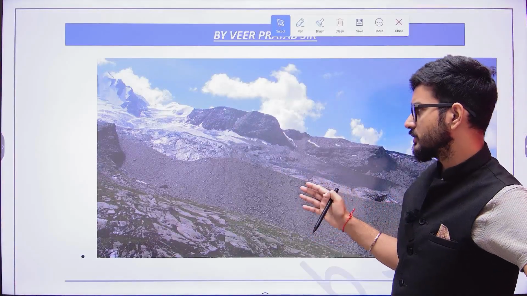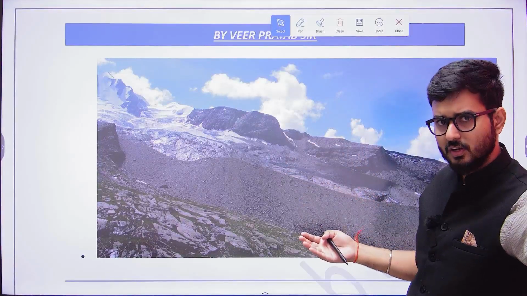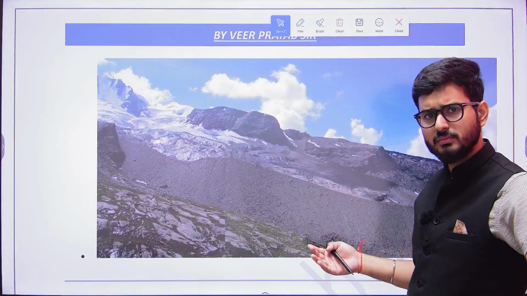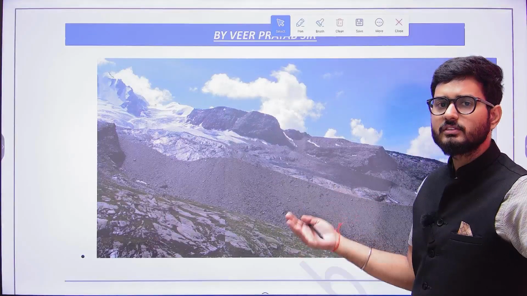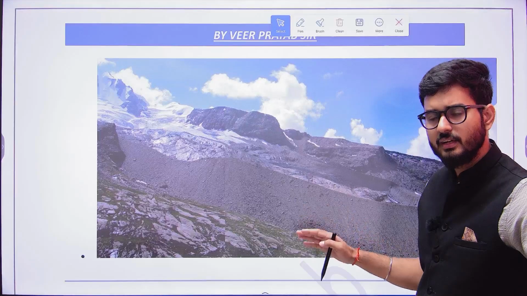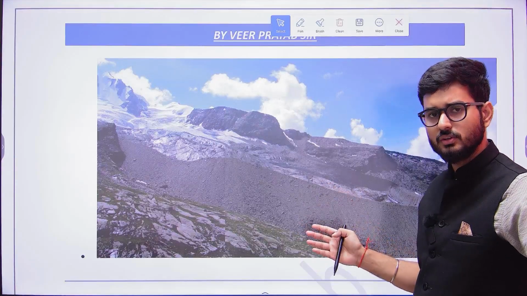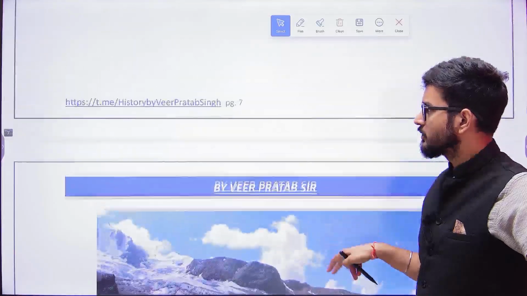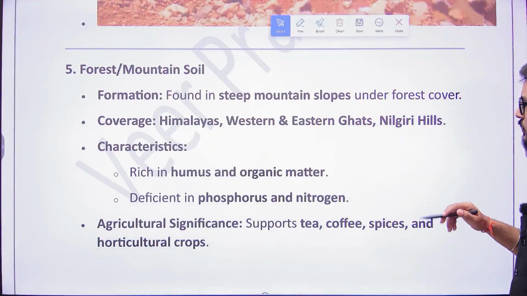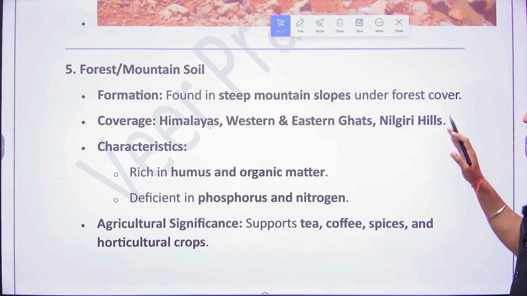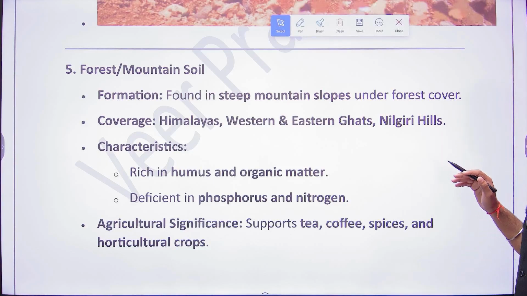But compared to this, some mountains will have forest on them, like the Himalayas and the northeastern states. You have been to a lot of mountains that have forest and trees on them. So they will have a different type of soil because there the flora has grown. Here it has not grown. Forest soils are found on the steep mountainous slopes where there is a forest cover, while in the mountainous soil there is no forest cover.